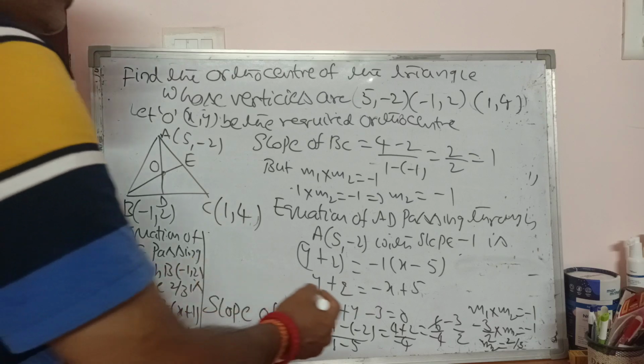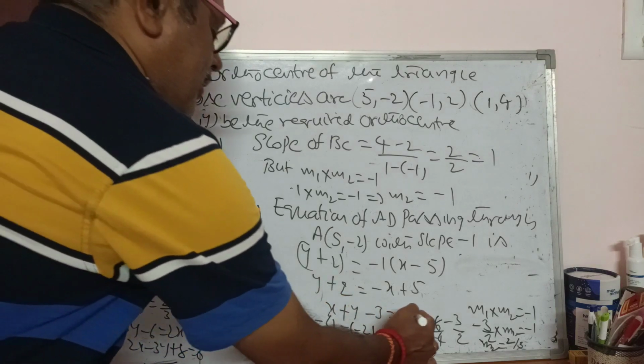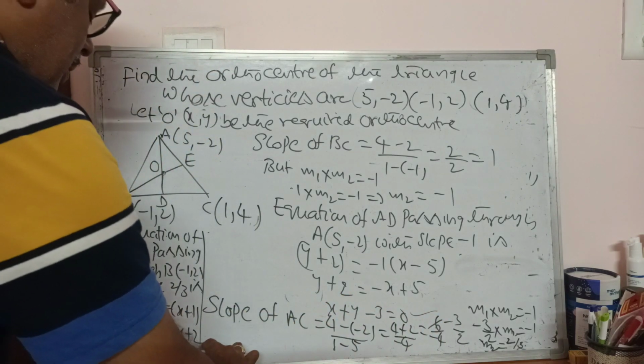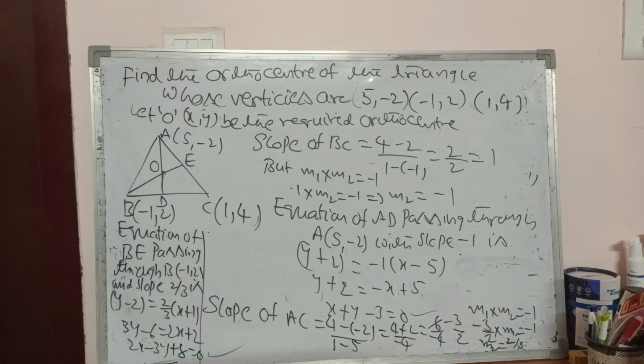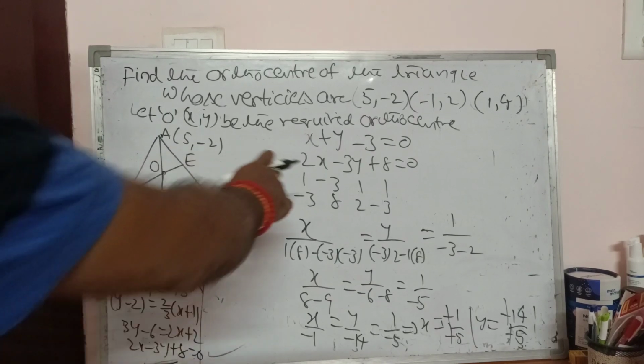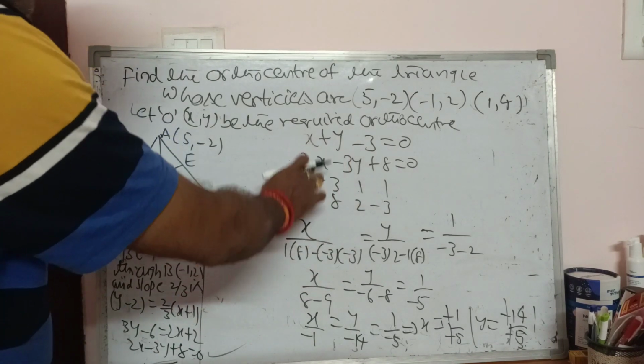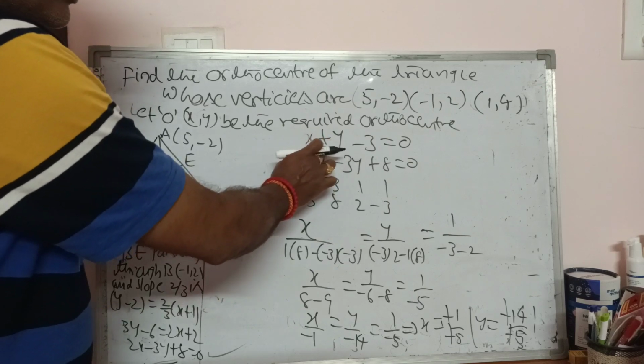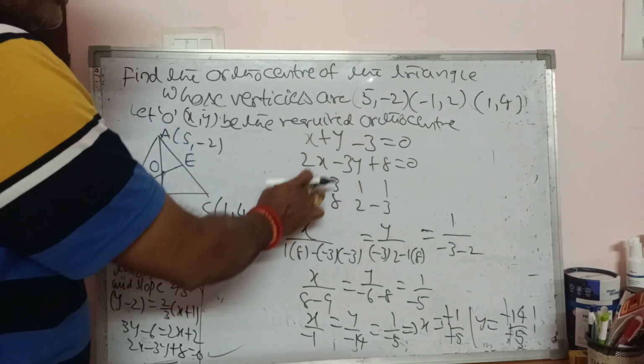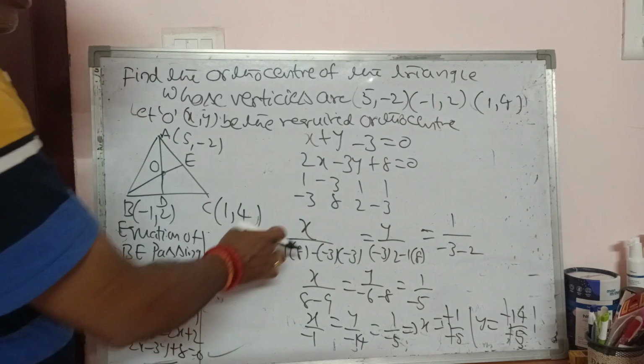Now we are solving these two equations. X plus y minus 3 is equal to 0 and 2x minus 3y plus 8 is equal to 0. The point of intersection of these altitudes is the orthocenter. Now we are solving these two equations, x plus y minus 3 is equal to 0, 2x minus 3y plus 8 is equal to 0.